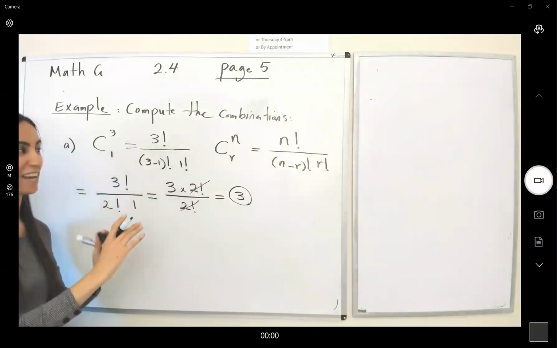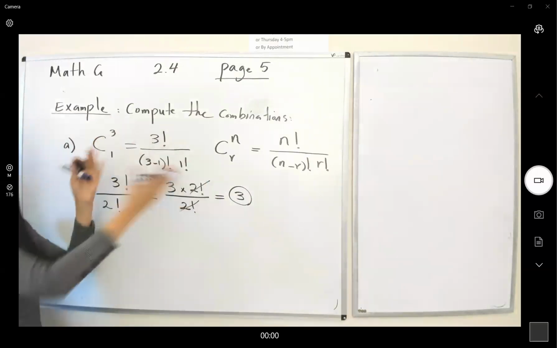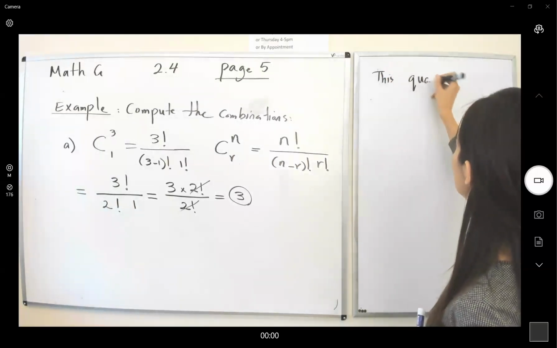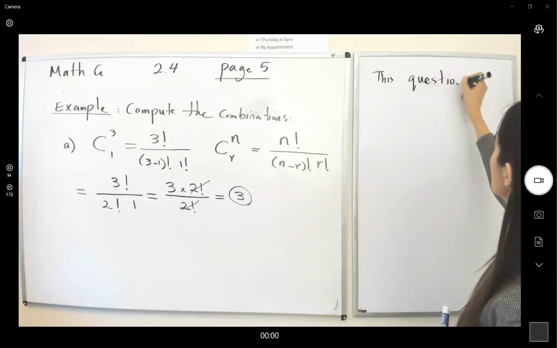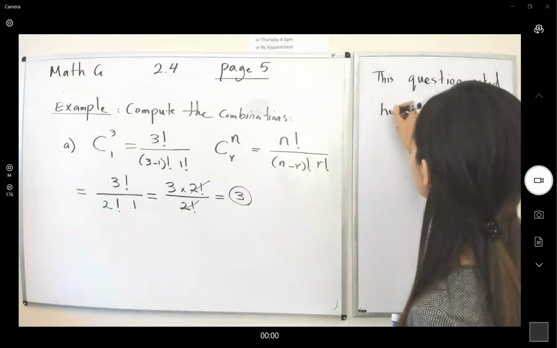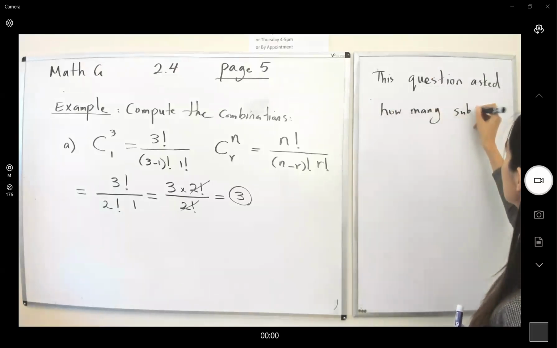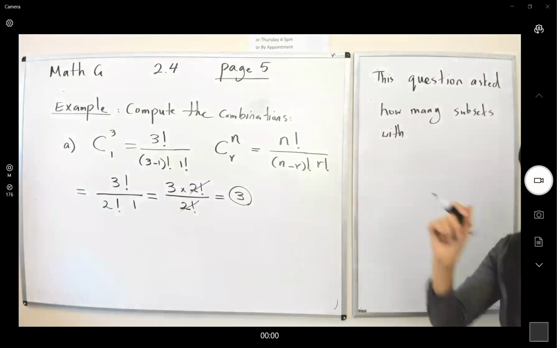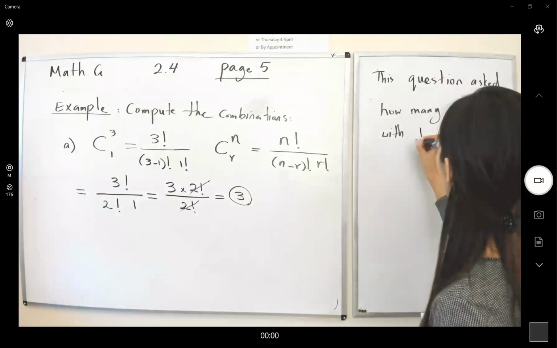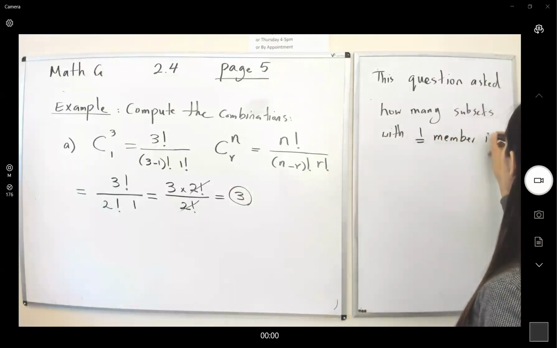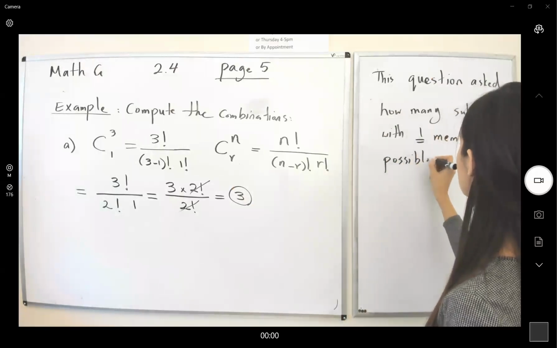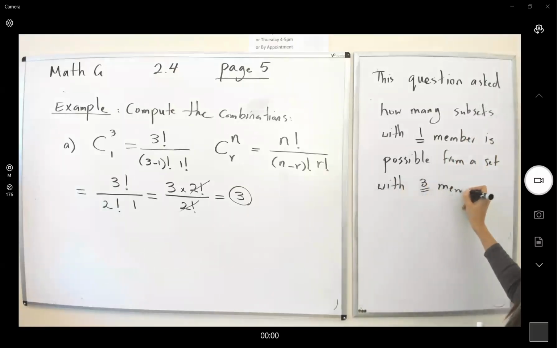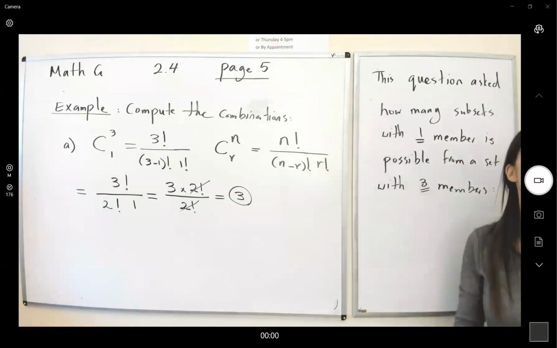I'm going to give you one example that actually illustrates what's going on in this calculation. So this question asks how many subsets with one member. This R shows the number of elements in the subset. With one member is possible from a set with 3 members.